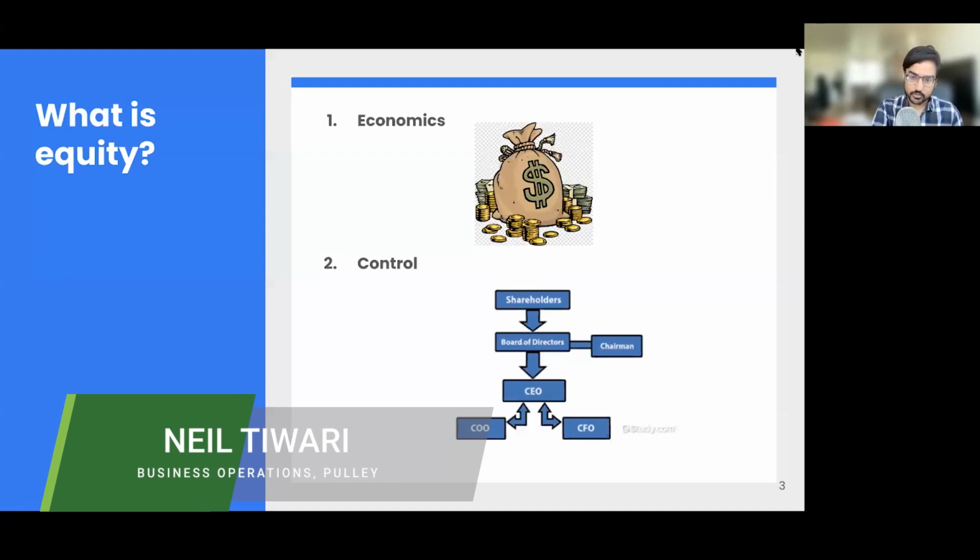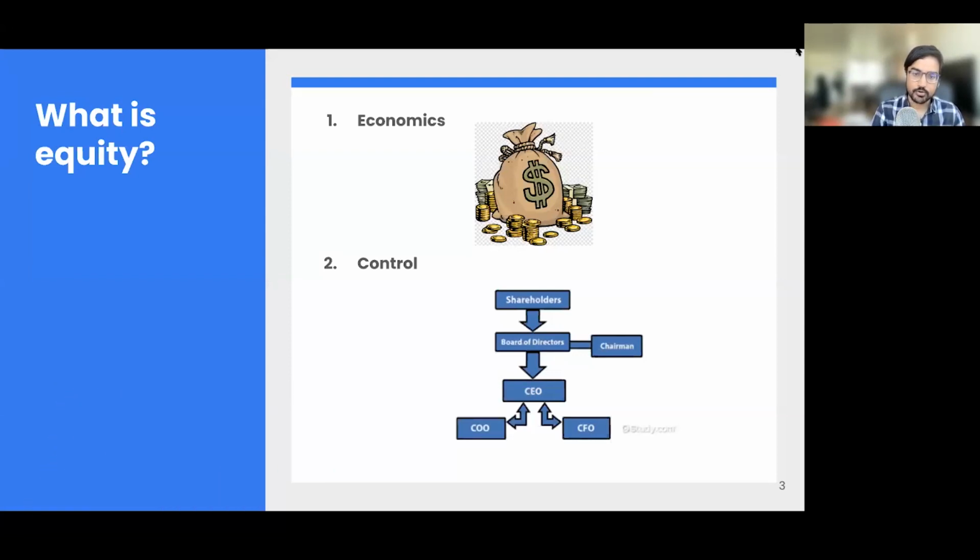Economics is probably what most people think of when they think of equity. This is, hey, I bought some Apple stock on Robinhood. I sold it for a higher price. I made some money. That is essentially what's happening with startup equity. You're getting the equity because you founded the company when it's almost worthless. And then you're going to grow that equity as the business grows over time, and you're going to get rewarded for it when you sell the business or you IPO.